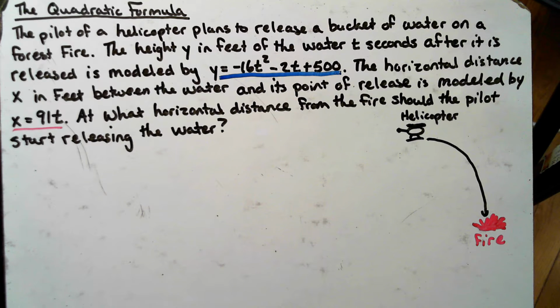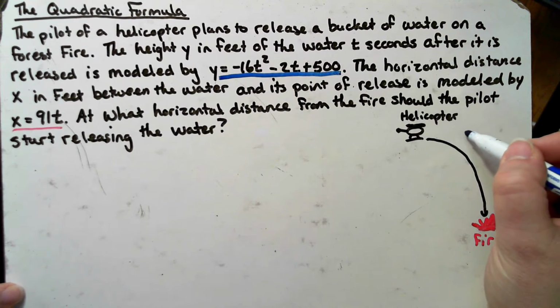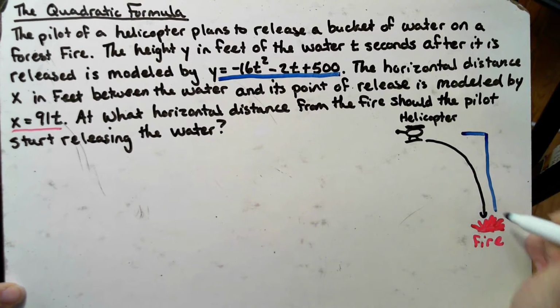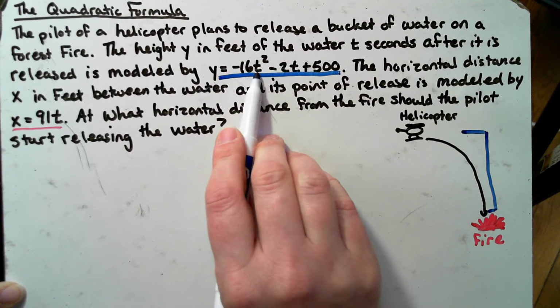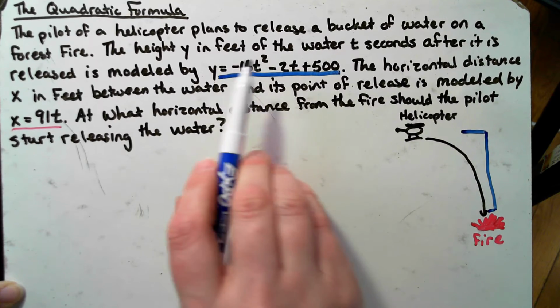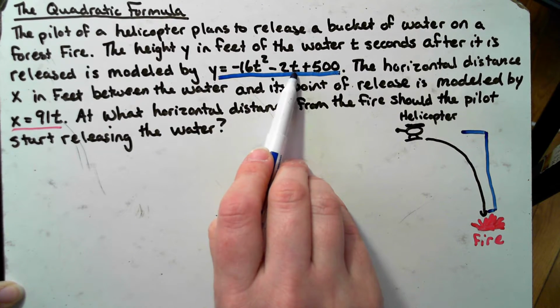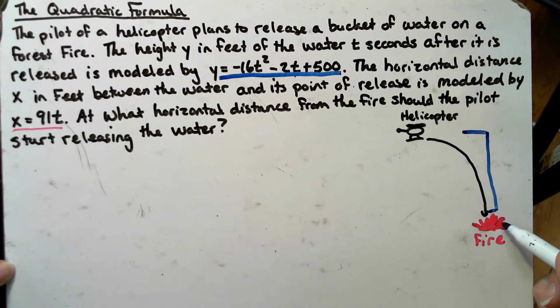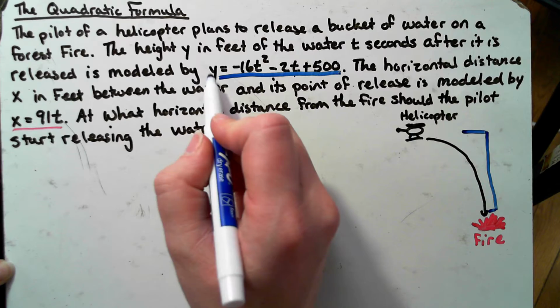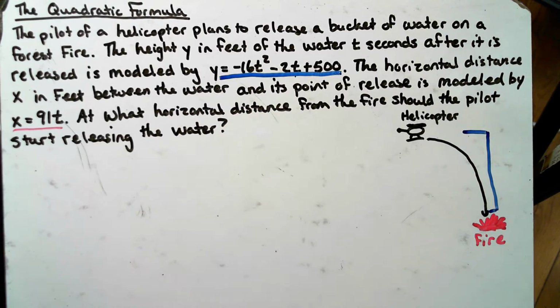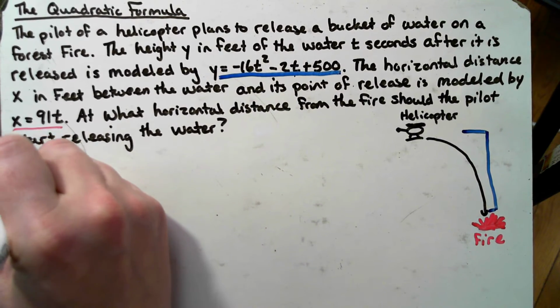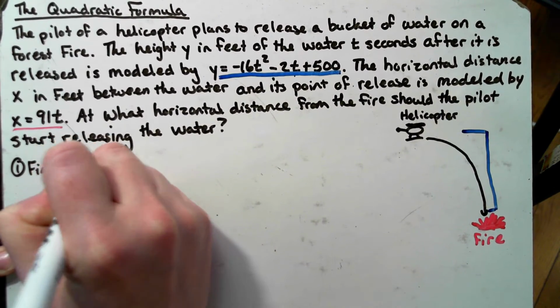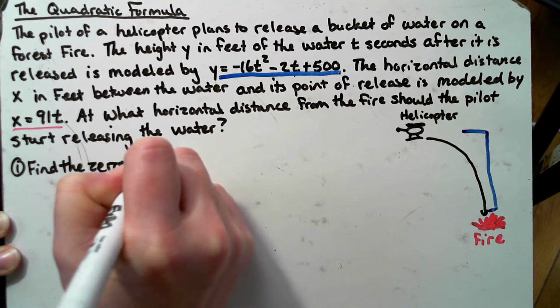So they've given us actually two equations. One quadratic equation that's telling you the height of the water in terms of the time since it was released. So this gives you the height in terms of time. So if I want to know when the water is going to hit the fire, that would be the zeros of this, because I want to know when the height is 0. So that's the first thing that I need to do. I need to find the zeros of the quadratic.